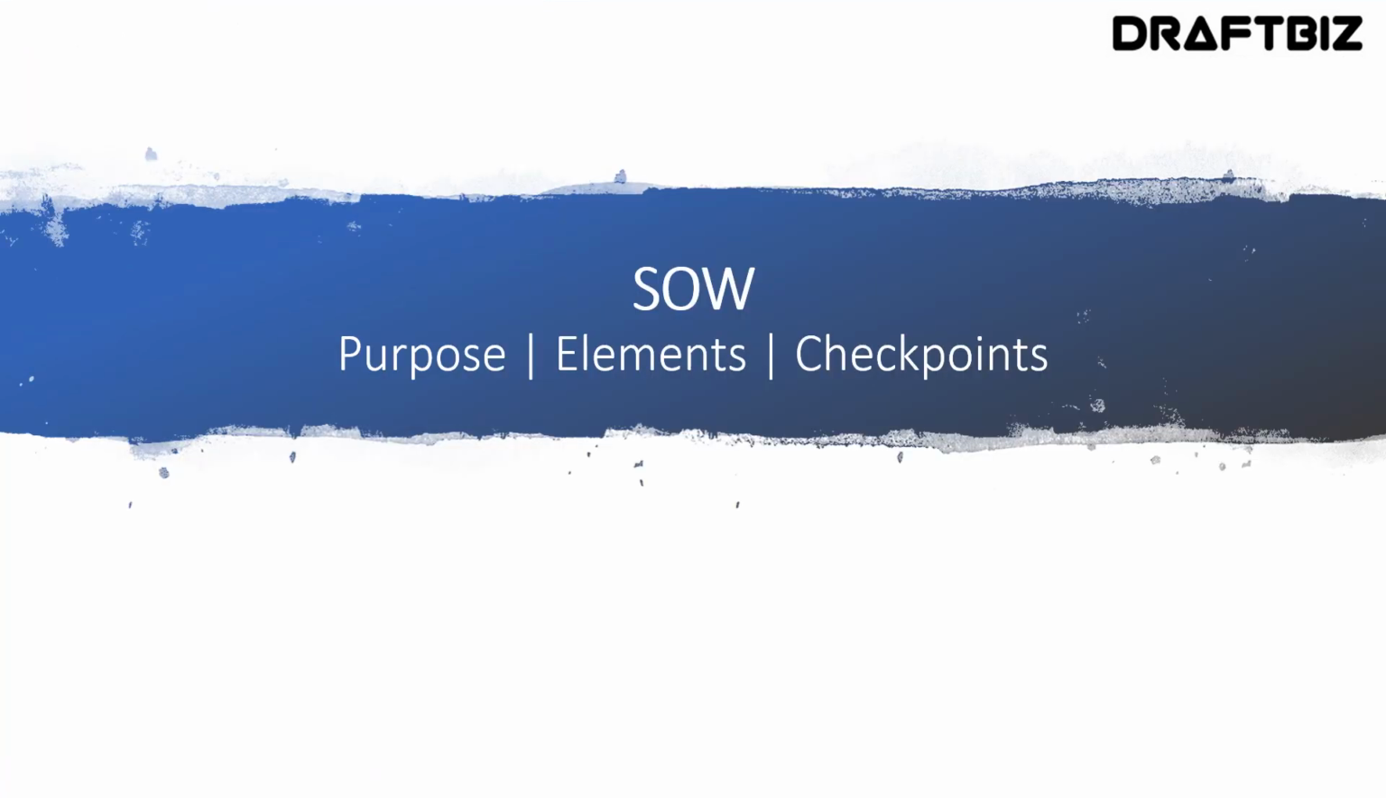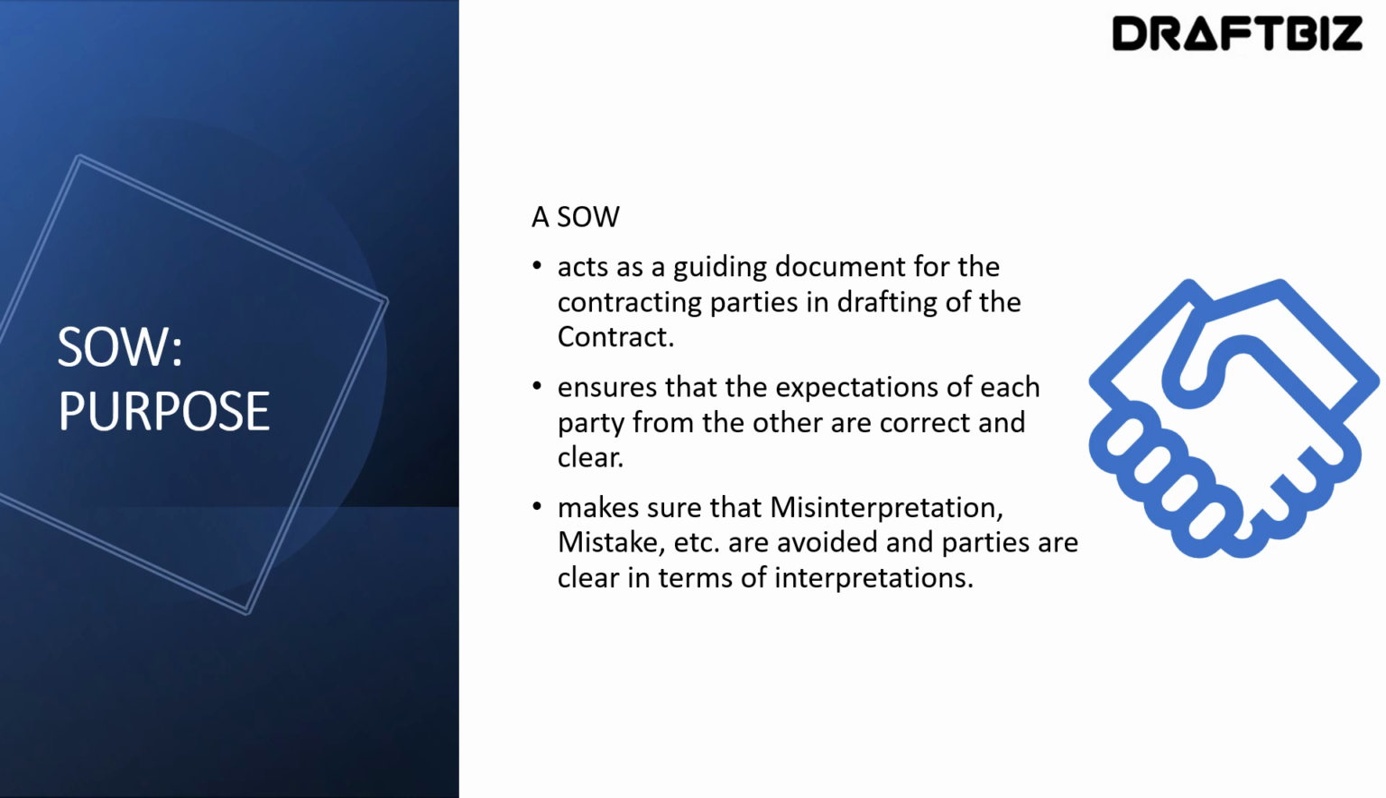Before we go on to see how an actual SOW looks like, let's understand the purpose and elements of SOW and also find out the checkpoints to be kept in mind while drafting a SOW. Purpose of SOW. SOW is an extremely detailed document that captures and defines all aspects of your project. It basically lays down the groundwork for the project plan. So, the purpose of SOW is to set expectations and ensure that there are no misinterpretations or mistakes.